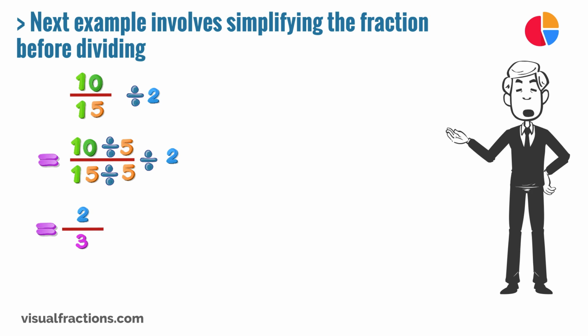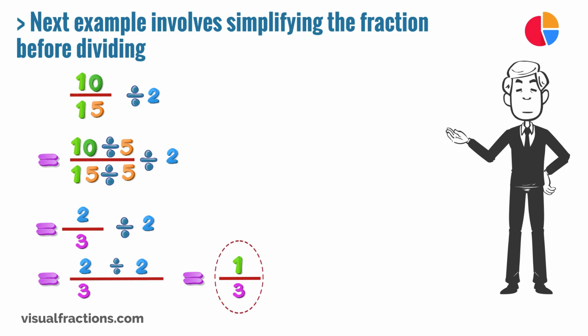Now we can divide the numerator of 2/3 by 2. So, 2 divided by 2 is 1. Therefore, the result of dividing 10/15 by 2 is 1/3.